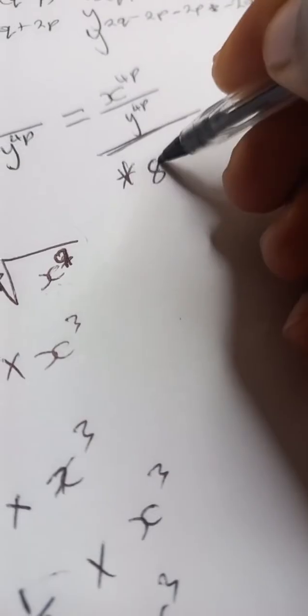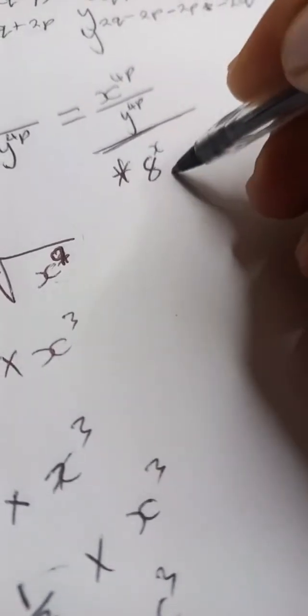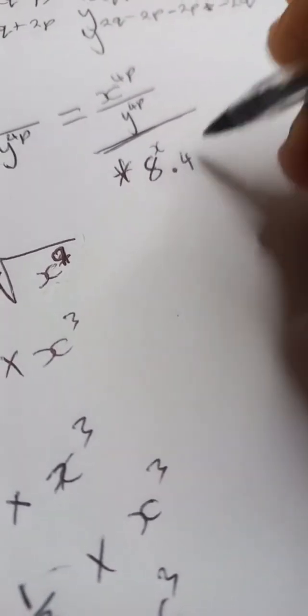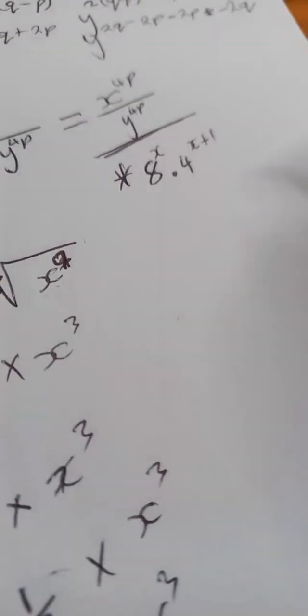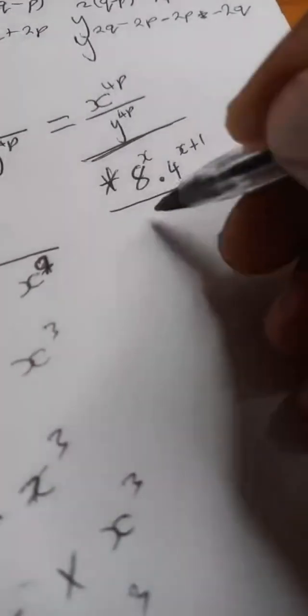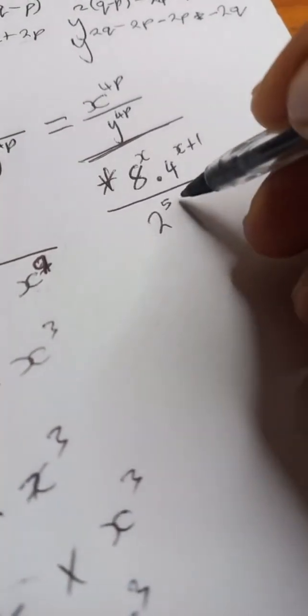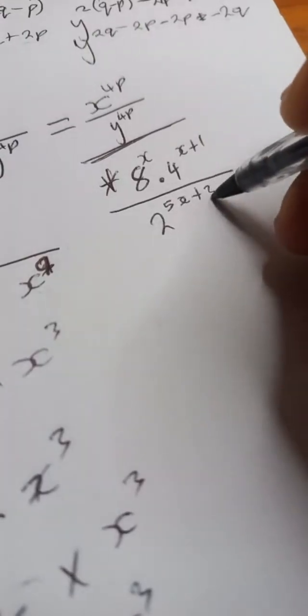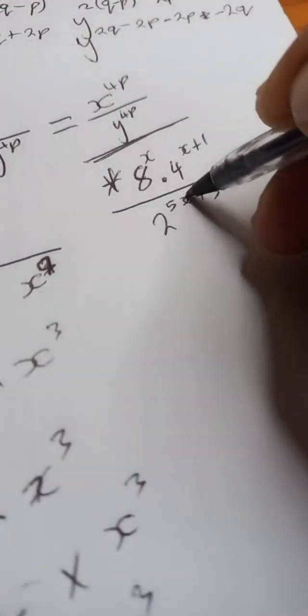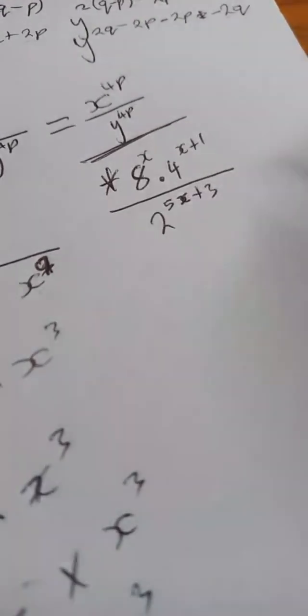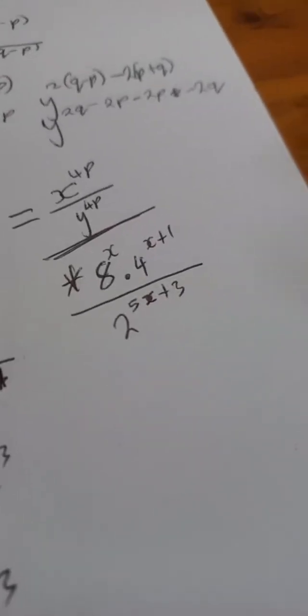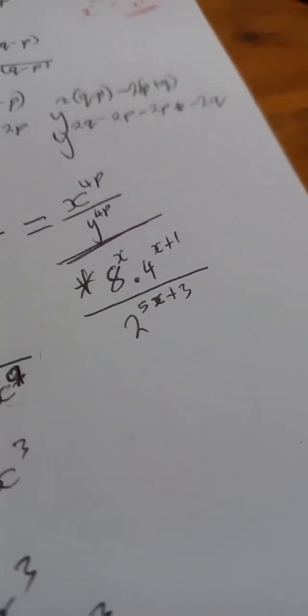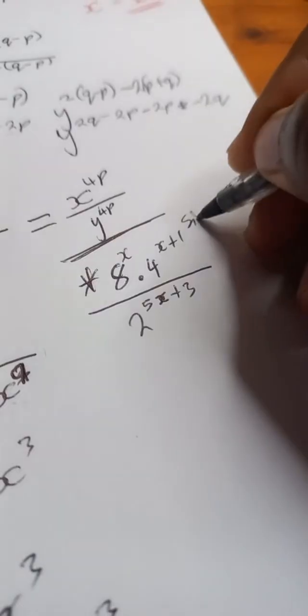8 to the power x, 4 to the power x plus 1, all over 2 to the power 5x plus 3. Right. This is our question, and then we say simplify.